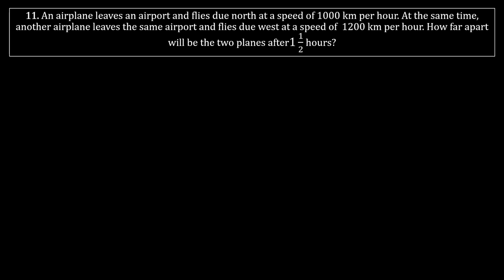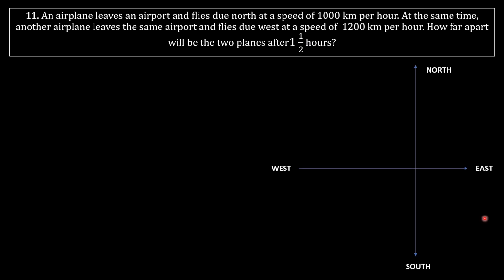As we discussed earlier, we are taking selective questions of the exercise. So question number 11 we are taking now. An airplane leaves an airport and flies due north at a speed of 1000 km/h. At the same time, another airplane leaves the same airport and flies due west at a speed of 1200 km/h. How far apart will the two planes be after 1.5 hours?